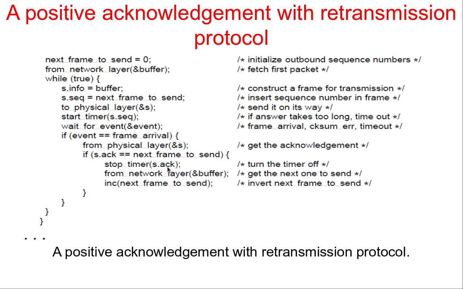Now as the receiver has received the previous frame, the data link layer can go to the network layer and accept the next packet from network layer and buffer. And for the new frame which is to be formed out of this packet, increment the next frame to send, and then it goes with the same functionality on and on.